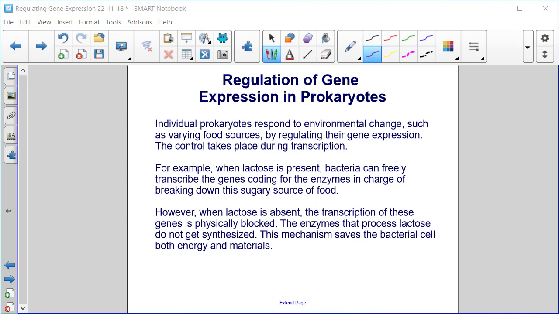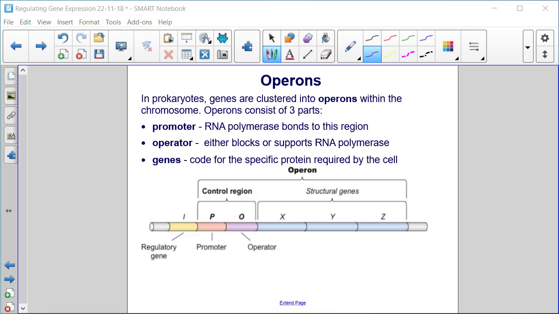Regulation of gene expression in prokaryotes. Individual prokaryotes respond to environmental change, such as varying food sources, by regulating their gene expression. The control takes place during transcription. For example, when lactose is present, bacteria can freely transcribe the genes coding for the enzymes in charge of breaking down this sugary source of food. However, when lactose is absent, the transcription of these genes is physically blocked. The enzymes that process lactose do not get synthesized. This mechanism saves the bacterial cell both energy and materials.